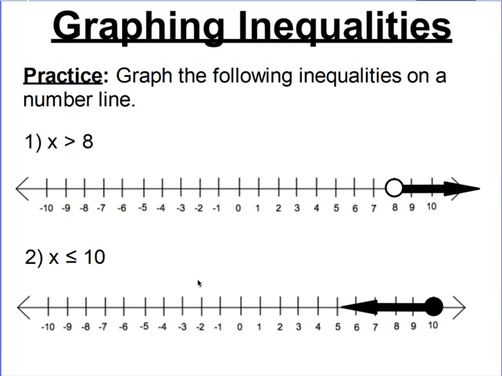For number 2, x is less than or equal to 10, so we put a circle at 10. It gets colored in or closed because part of the solution set is 10. If I put 10 here and said 10 is less than or equal to 10, that would be a true statement. I also have to show that all of the numbers less than 10 are part of the solution set, so the arrow is going to go in the direction where all of the numbers are less than 10.